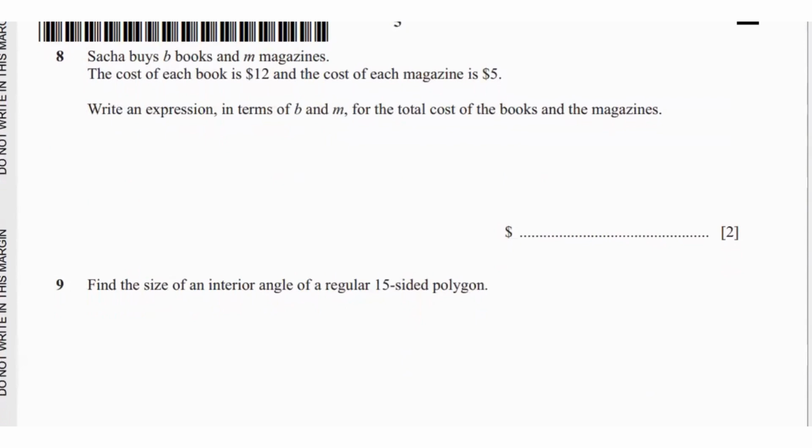Question 8 says Sasha buys B books and M magazines. The cost of each book is $12 and the cost of each magazine is $5. Write an expression in terms of B and M for the total cost of the books and the magazines.